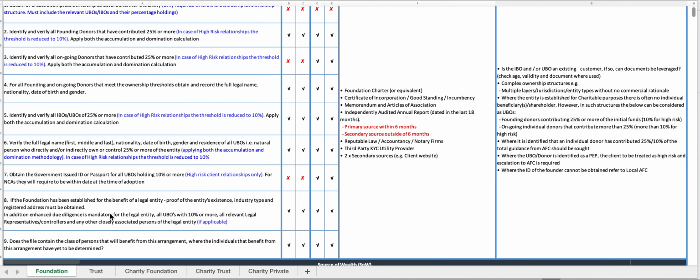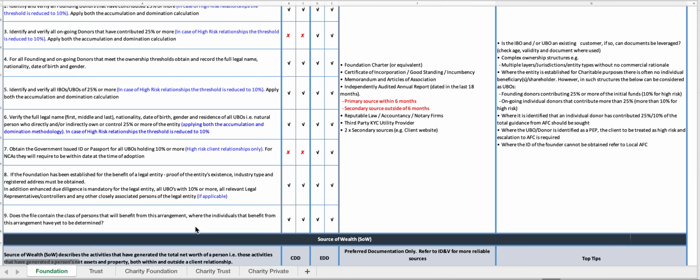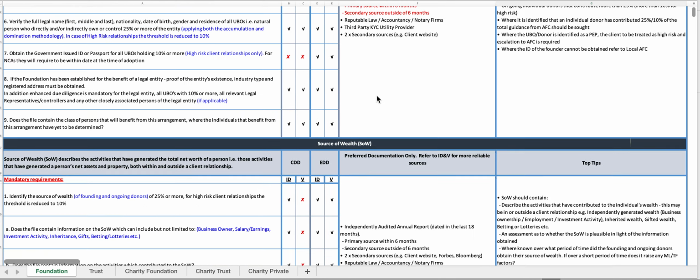And if the foundation has been established for the benefit of a legal entity, proof of the entity's existence, industry type, and registered address must be obtained. So that's for both. Does the file contain a class of person that will benefit from the arrangements, where beneficiaries have yet to be determined? So that's also that. And most of that you can get from the certificate of incorporation, memorandums, foundation charter, annual report, primary and secondary sources, and so on.